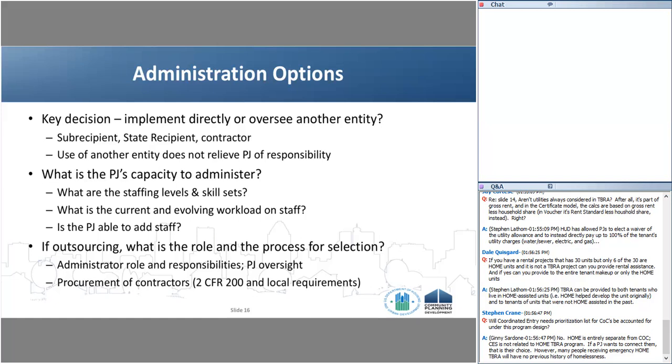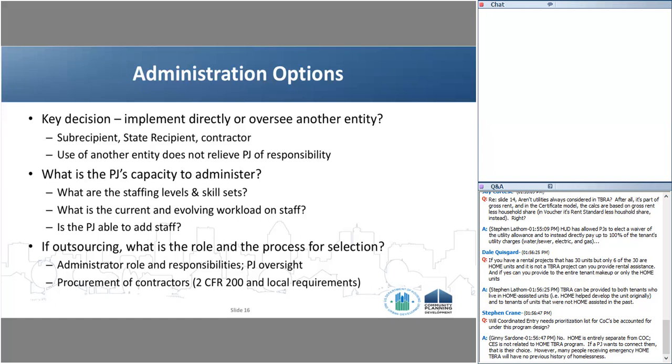On the other hand, if the PJ is just looking for assistance with, say, application intake and processing, but wants to retain other administrative functions in-house, it might just engage a contractor to perform that specific service for the period of time that it's needed under the PJ's direction. So the roles could be very different between a subrecipient and a contractor. But in addition to the role, the other critical distinction at this stage of the game is the required method for designating an administrator in those two categories.